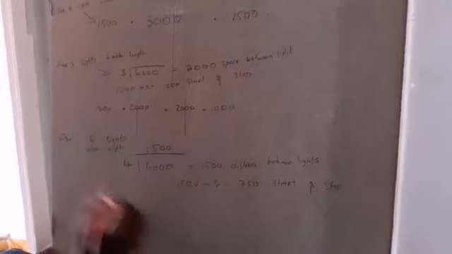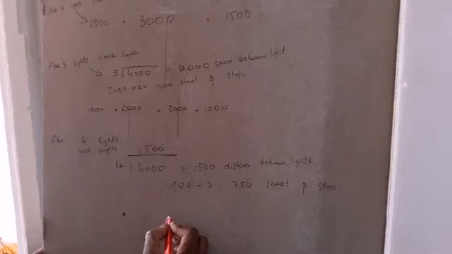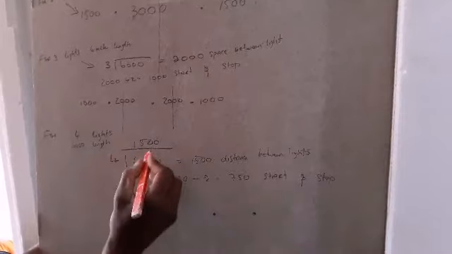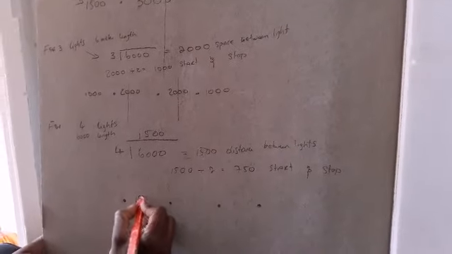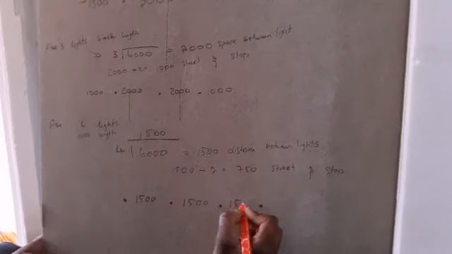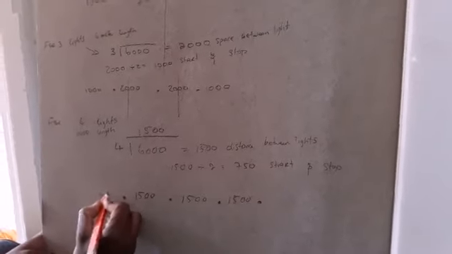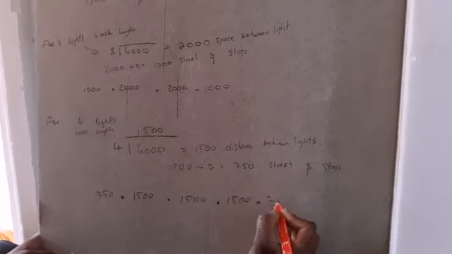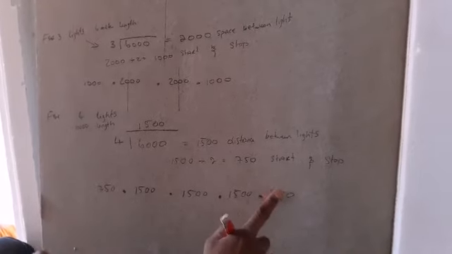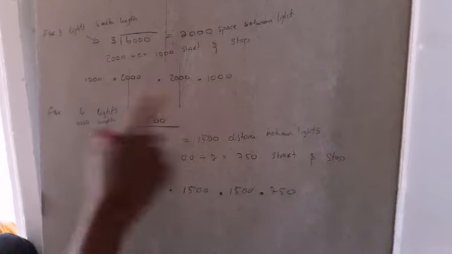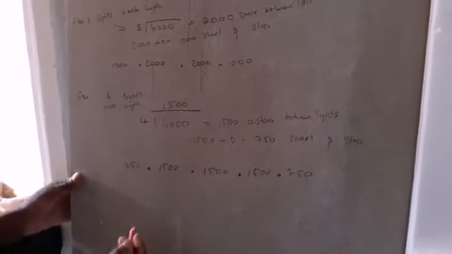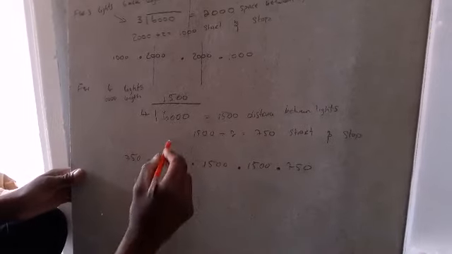So basically you have 4 lights. So this is for 4 lights: 1, 2, 3, 4 lights. So the distance between lights is 1,500, 1,500, 1,500. Start and stop is 750, 750. So these two 750 make 1,500. It's 1,500, 1,500, 1,500, 1,500, which gives you the same 6,000. Cool?